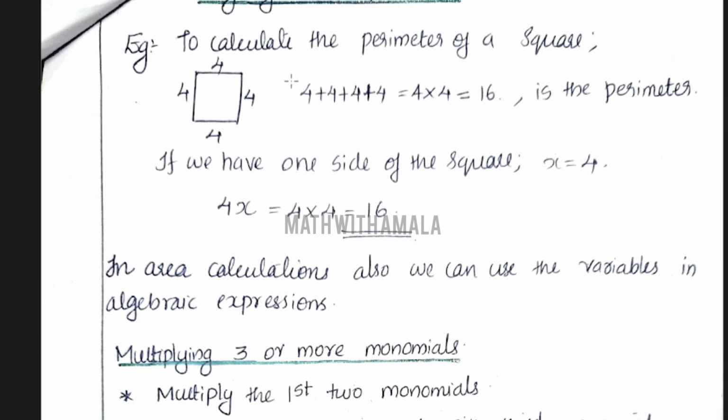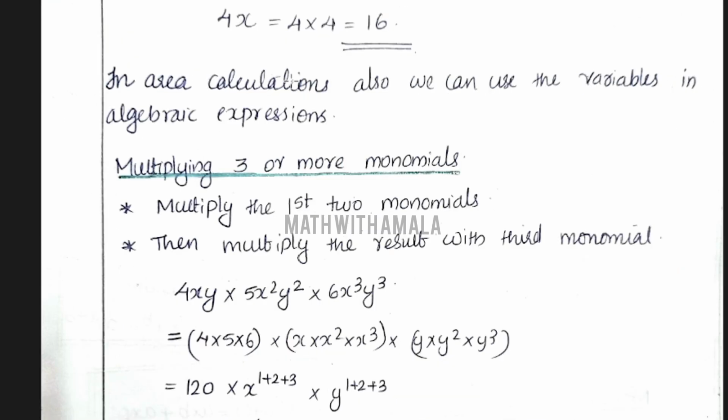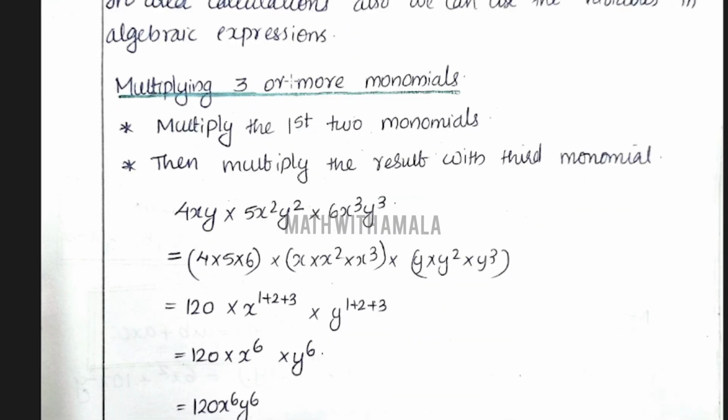It is enough. Let's take the next one: multiplying 3 or more polynomials. We are dealing with the multiplications of polynomials. So the first one is multiplying 3 or more monomials. In order to multiply the monomials, you have to multiply the first two monomials which are available in the 3, then multiply the resultant with the third monomial.